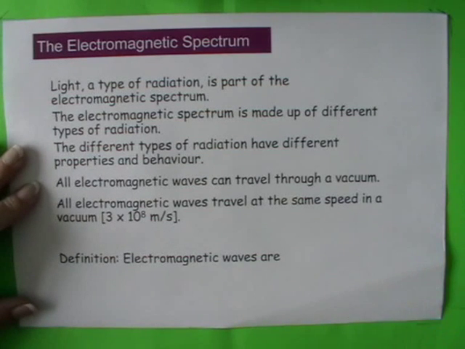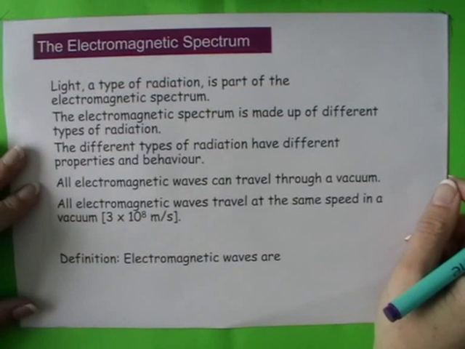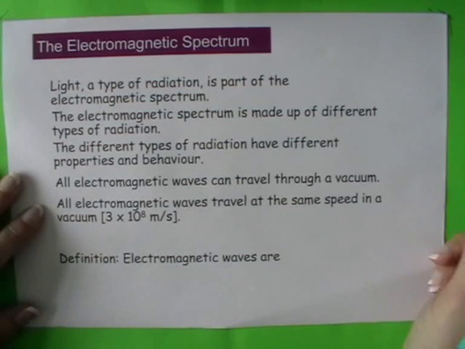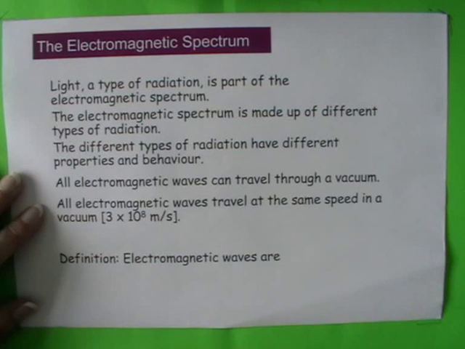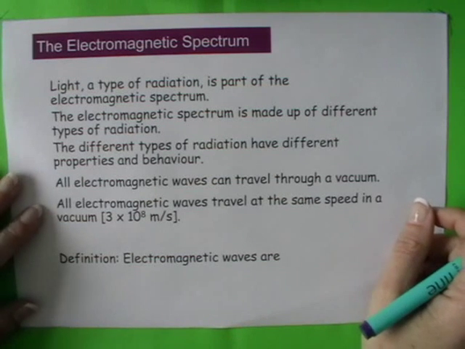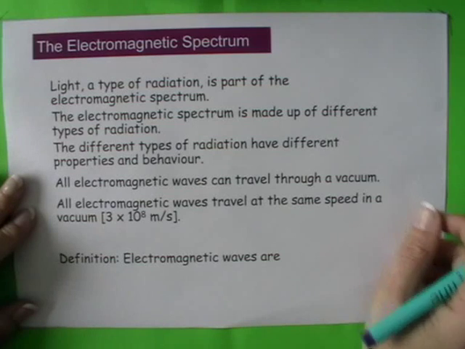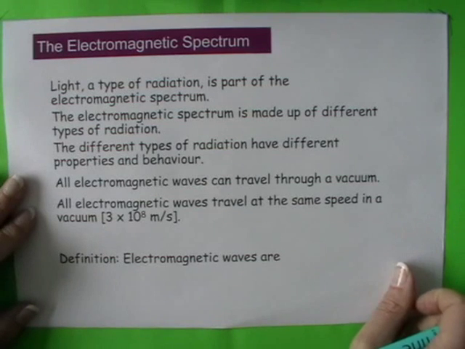The similarity that all the electromagnetic waves have in the spectrum is that they can all travel through a vacuum, and do travel through a vacuum to reach us here on Earth, as space is a vacuum. Also, they all travel at the same speed in a vacuum, which is 3 × 10⁸ metres per second, or 300 million metres per second.